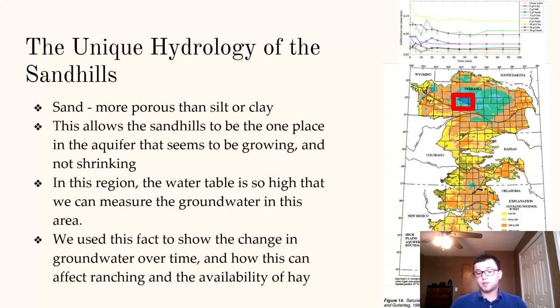This allows the sandhills to be the one place in the Ogallala Aquifer that seems to be growing and not shrinking. As you can see in the map, it has about a 1,000 foot saturated thickness, so that's a lot of water there. In this region, the water table is so high that we can measure the groundwater in this area using satellite imagery. In this study, we use this fact to show the change in groundwater over time and how this can affect ranching and the availability of hay in this area.